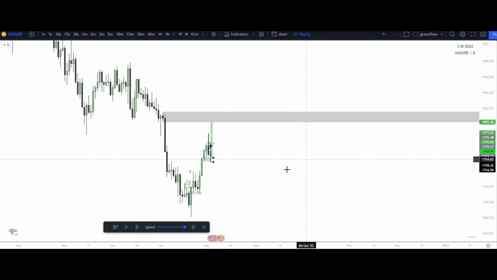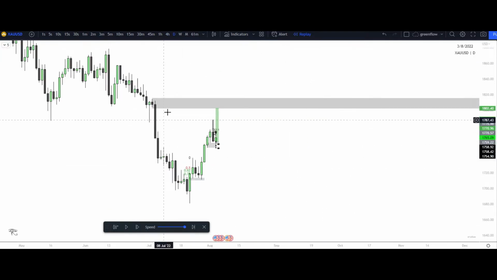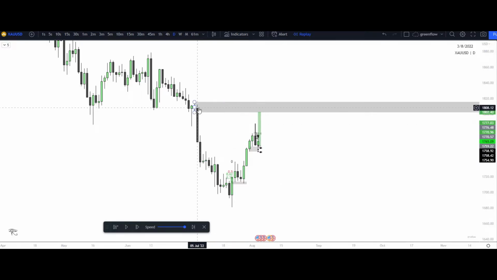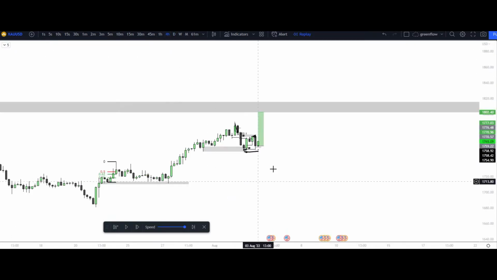I had this on the daily actually. Yes, displacement candle to the downside. We filled that fair value gap right here, came to the downside, raided liquidity, introduced demand. We're still continuing bullish, looking for areas of supply higher.